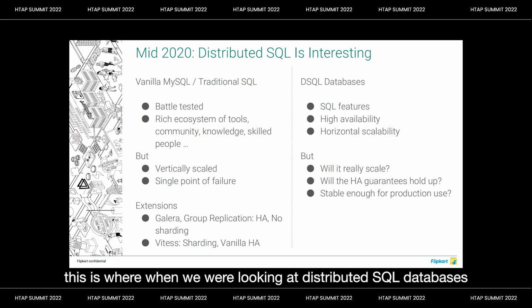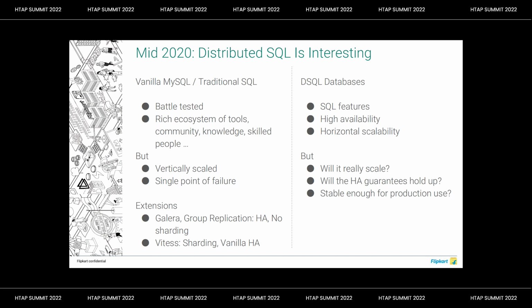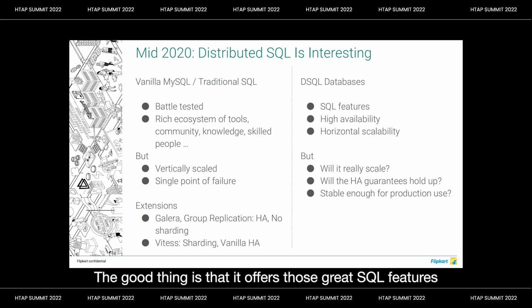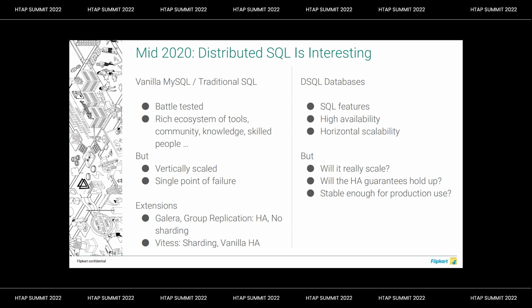Now, this is where, when we were looking at distributed SQL databases, the good thing is that it offers those great SQL features, the SQL data model, the transactionality, the consistency. Then it is solving for high availability, it is solving for horizontal scalability, and all of these are coming together as one package. Now, we don't have to pick one versus the other, right? But at that time, this emerging technology, there was a decent amount of skepticism around it.